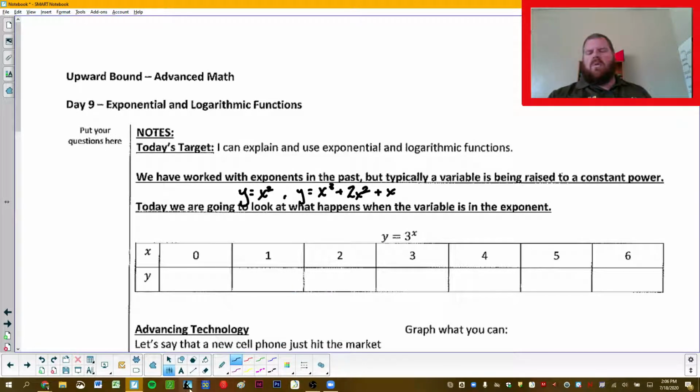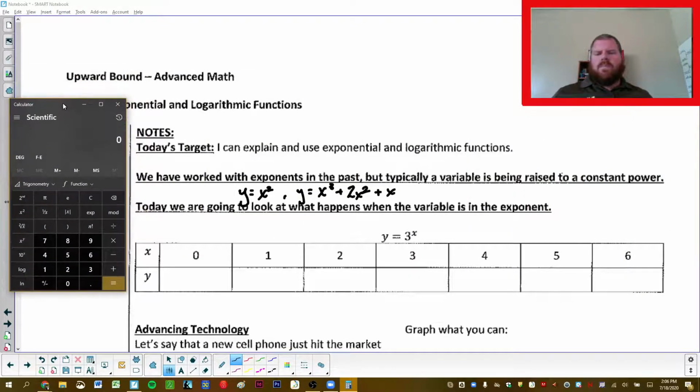Now, just a word of warning, a calculator would be very handy for today. I need to grab mine, it's all the way over here. It's going to prove to be pretty handy because, yeah, we'll just have to wait and see.